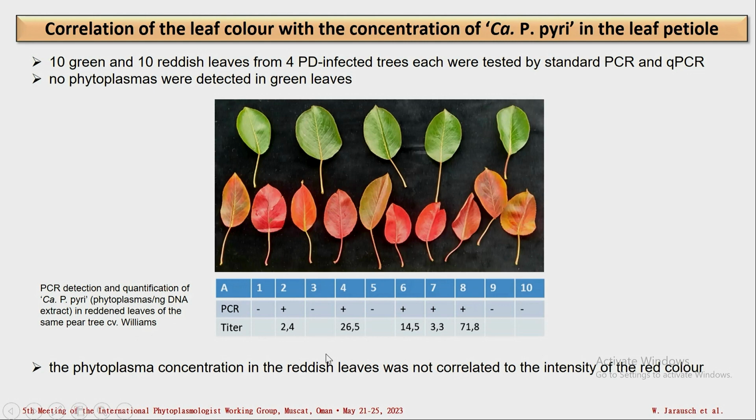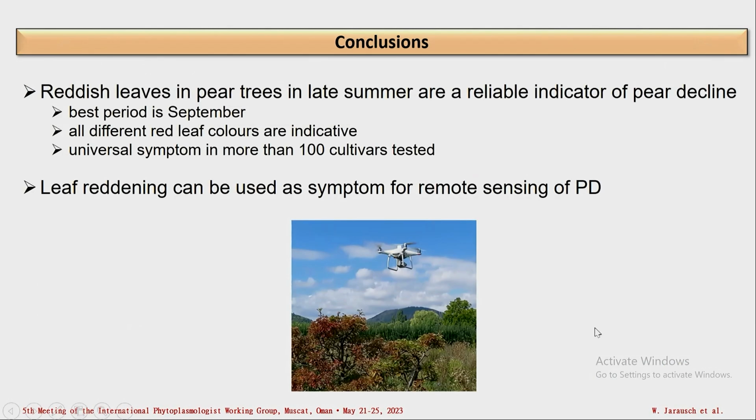And when we applied the quantitative PCR, and this is in this case the phytoplasmas per nanogram DNA extract, you see a variable range of concentration which is not obviously linked to the color. So I would conclude that these different colors are not correlated to the intensity of the phytoplasma in the leaf petiole, which we analyzed. And that means for me that there is an indication of red color that the entire tree is infected and the reaction is induced somewhere else, so that you have red colored trees. And so that is the conclusion, that this is a reliable indicator for pear decline, and September is best.